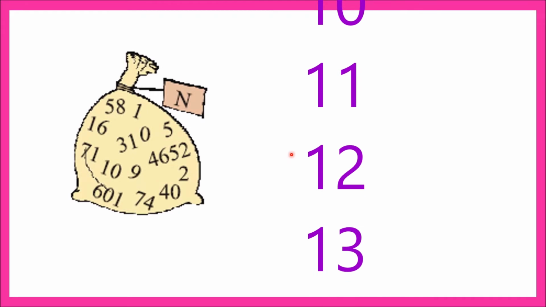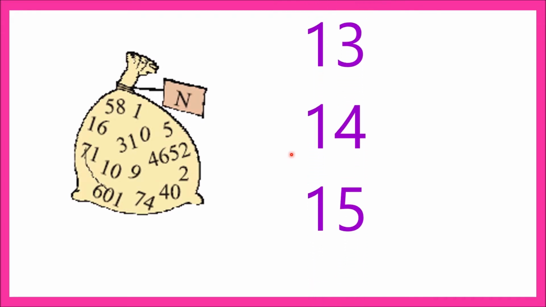So now your bag contains infinitely many natural numbers. Recall that we denote this collection by symbol N. This is N. So your bag is full of natural numbers. We call all these numbers on the right side of 0 as natural numbers.